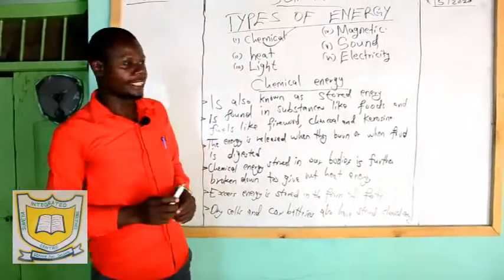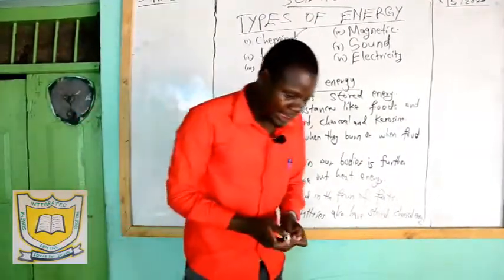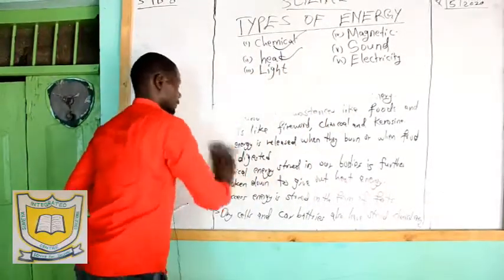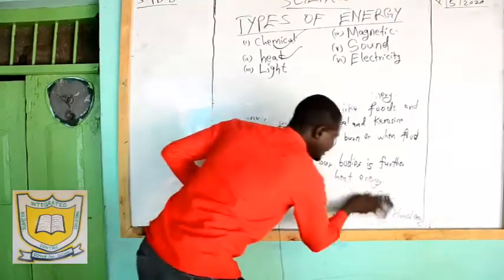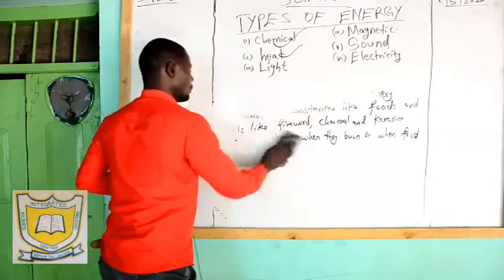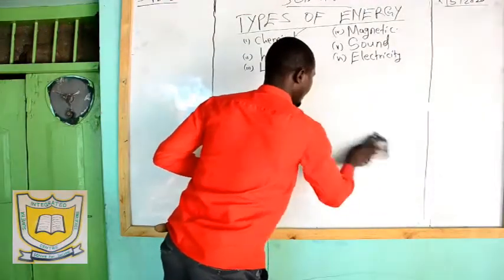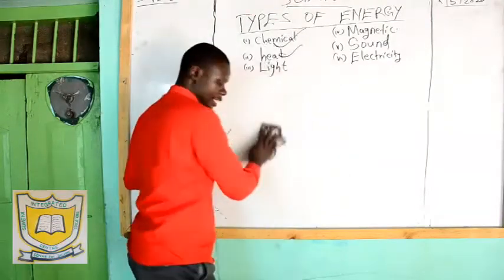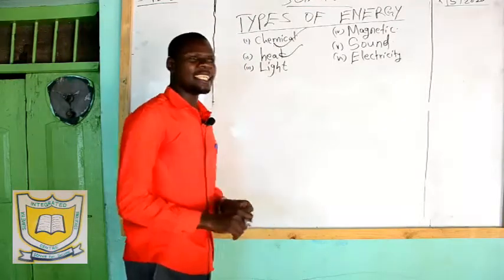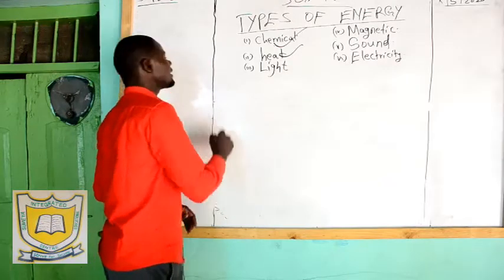Now we have discussed chemical energy. Now we come to heat energy. The second type of energy is heat energy. This is not the first time you are talking about heat energy. In your previous classes you also discussed heat energy. There are sources of heat energy, there are functions of heat energy. When you talk of heat energy, what is the main source of heat on the earth? We find that the main source of heat is the sun.